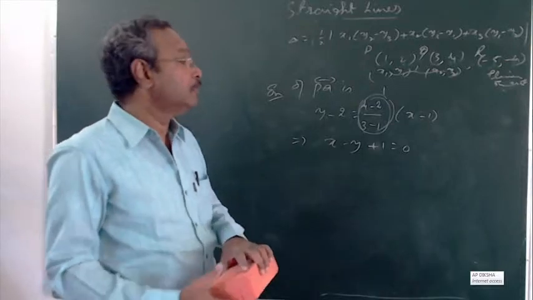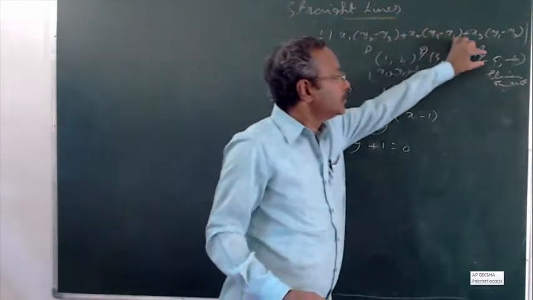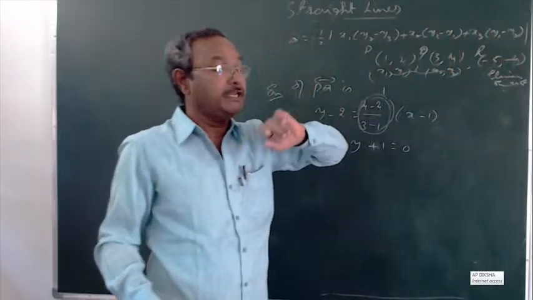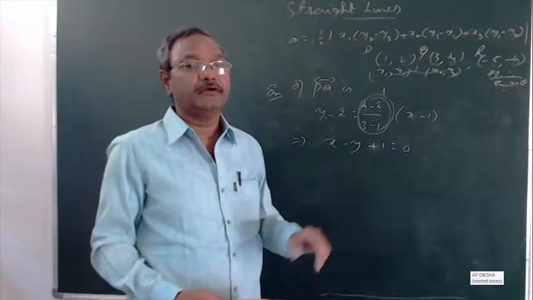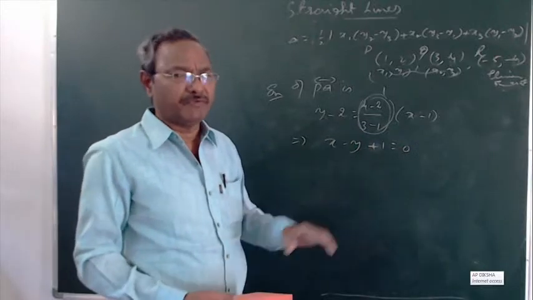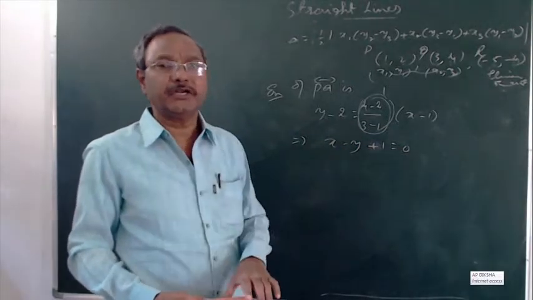Now what next? You have to prove that the third point, minus 5 comma minus 4, also belongs to the straight line. Then the points are collinear. If it doesn't belong to the straight line, then the points are not collinear.